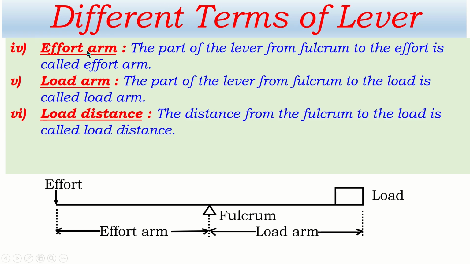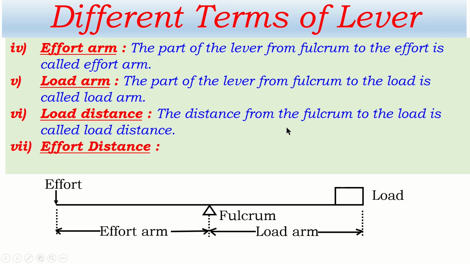This is very interesting. Load arm and load distance are a little different. Distance is a physical quantity, but load arm is not a physical quantity. This is a part of the lever. Arm means part of the lever. Distance means the measurable physical quantity. That's why if we measure the distance from this fulcrum to this load, then this measured quantity is load distance.